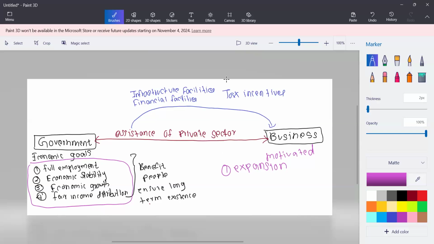They will expand their business with the money they have. Okay, they will expand their business.